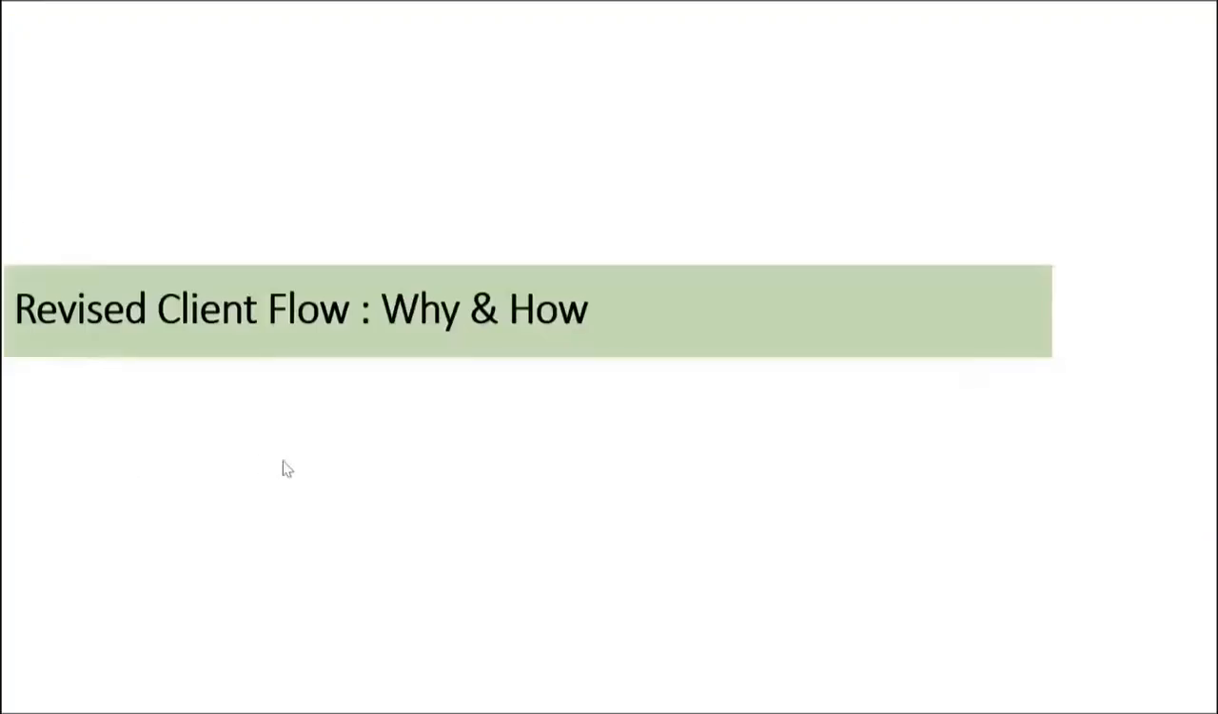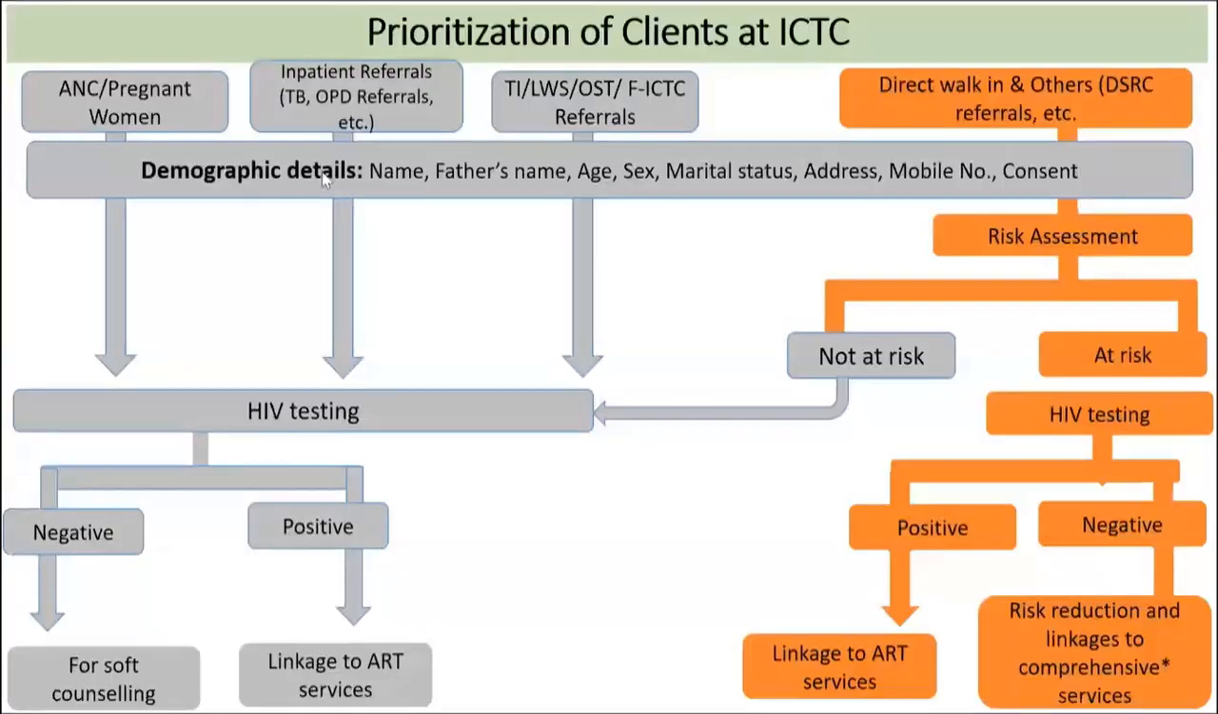So it's over to Dr. Govind, sir. Basically, we are talking about how we want to revise the client flow. We have seen what's happening currently, and now we will see what exactly we want to do. We have tried to categorize all kinds of clients into these four categories. The first is ANC or pregnant women. Second is inpatient referrals, whether they are from TB, OPD, or surgical wards, whatever. Third is those from the NACP facilities generally. And then there are others who are not falling into these categories. They will fall into the fourth category, which is the most important for us.